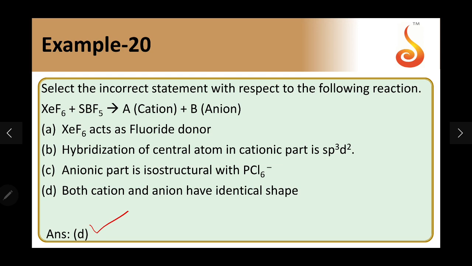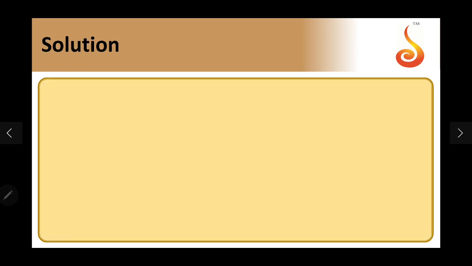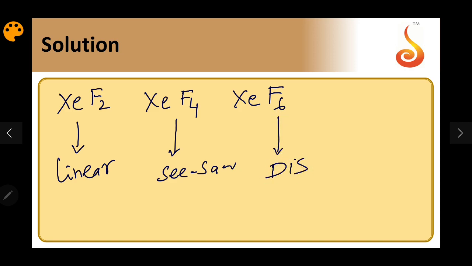Question number 21. Which of the following shapes are not possible for XeFn molecule? So what are the possibilities of XeFn? We know n can be any number. So we have XeF2, XeF4 and XeF6. XeF2 is linear, XeF4 is seesaw, and XeF6 is distorted octahedron.